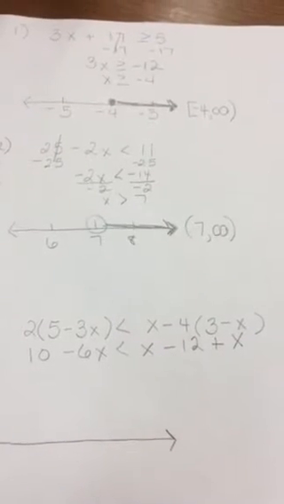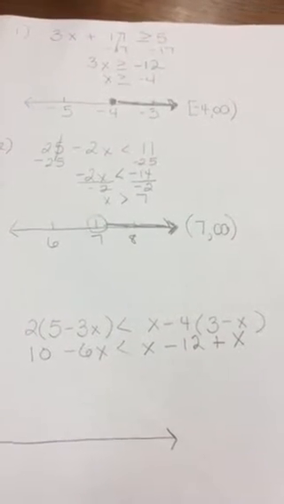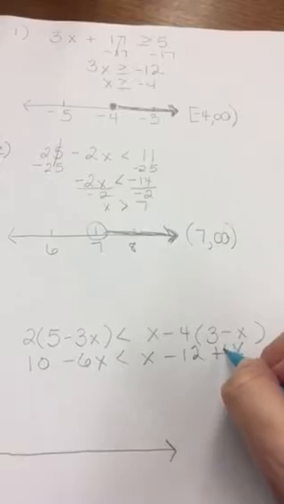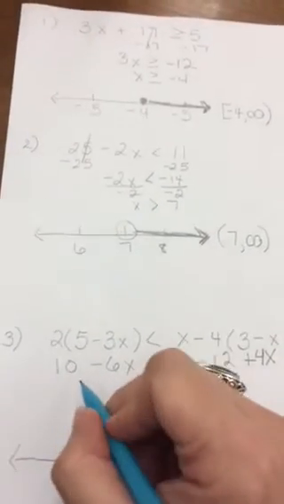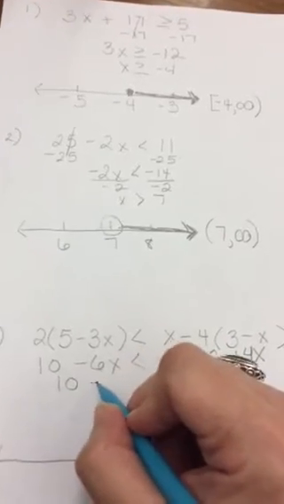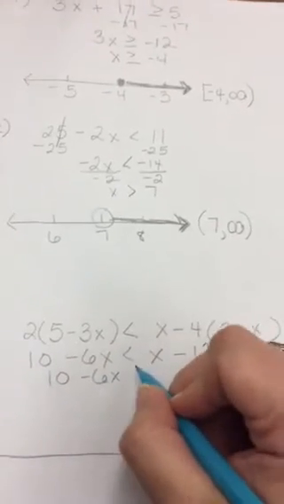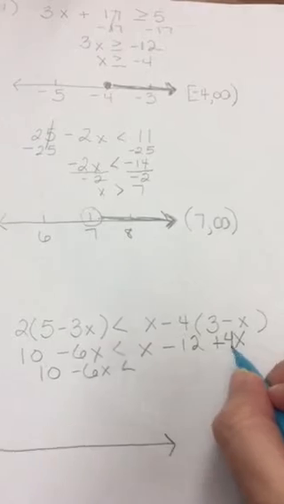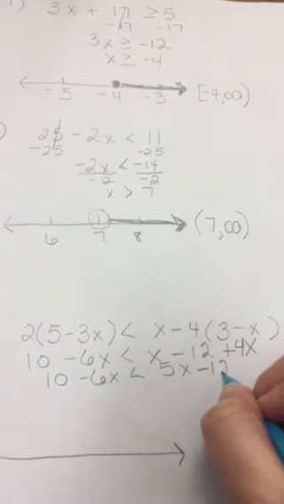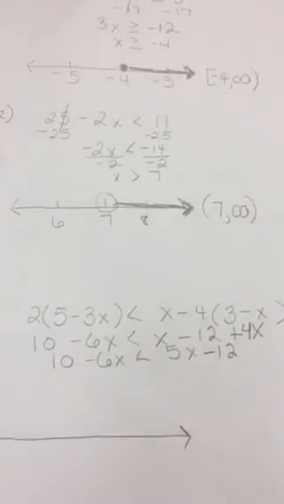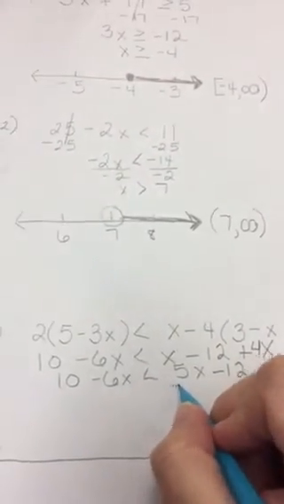And now I'm going to combine some like terms. Oh, look, I did a dumb right there. That needs to be a 4. Caught it though. So here I don't have any like terms that I need to combine, but on the right side I do. So this is a positive x and a 4x, so I'm going to have a 5x minus 12.